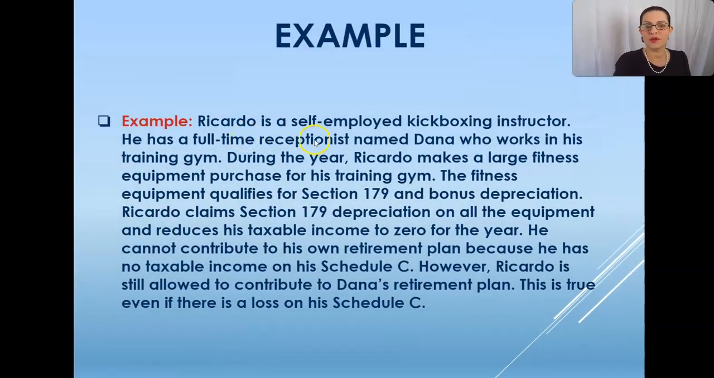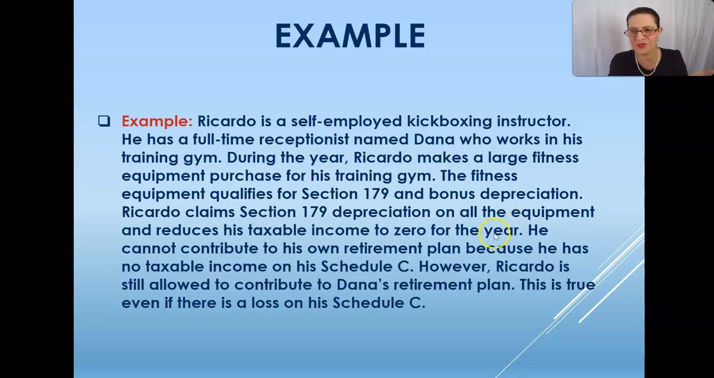Example, Ricardo is a self-employed kickboxing instructor. He has a full-time receptionist named Dana who works in his training gym. During the year, Ricardo makes a large fitness equipment purchase for his training gym. The fitness equipment qualifies for Section 179 and bonus depreciation. Ricardo claims Section 179 depreciation on all of the equipment and reduces his taxable income down to 0 for the year. Now this, in my opinion, is really bad tax planning.